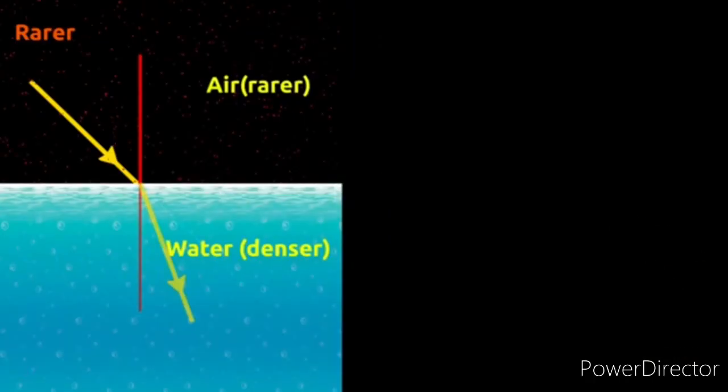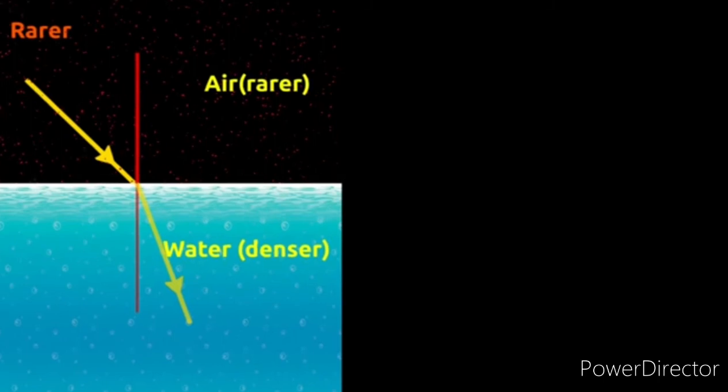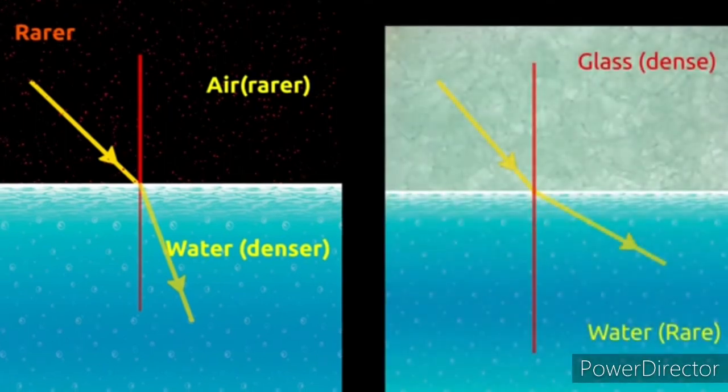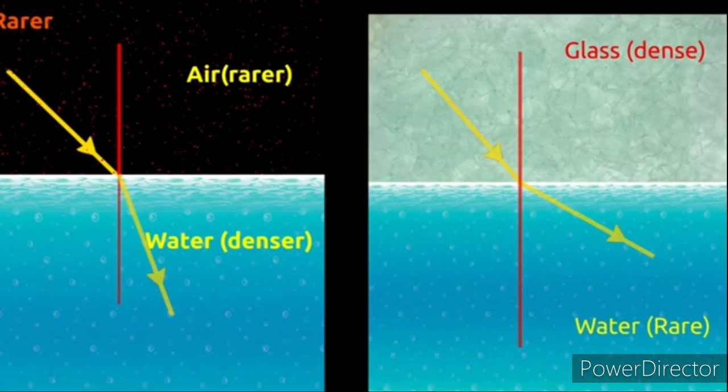Take air and water. The speed of the light in air is more than in water. So, air acts as a rarer medium because the speed of the light is high, and water acts as a denser medium. Next, consider glass and water. The speed of the light in water is more than in glass. So, here water acts as rarer medium and glass acts as denser medium.